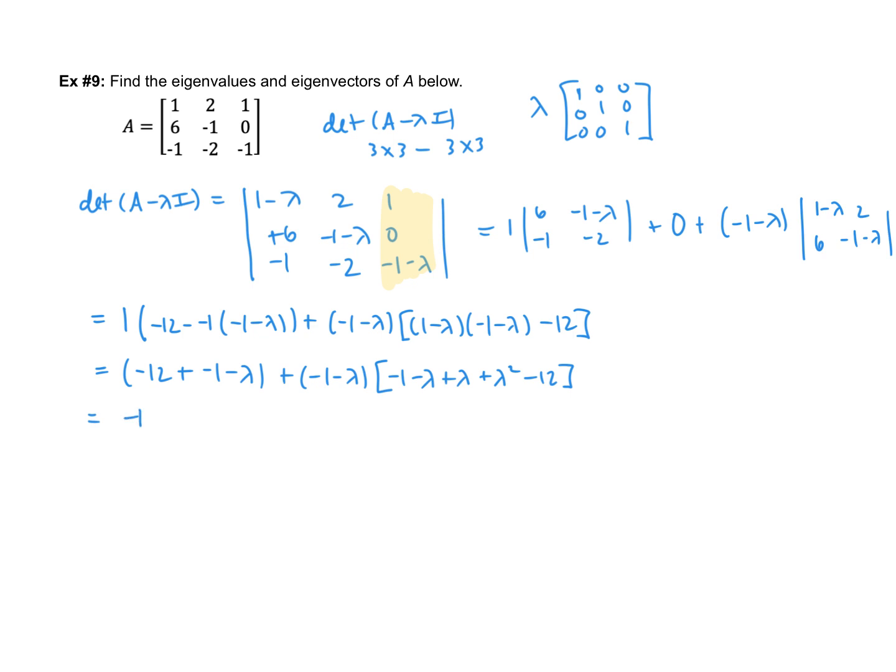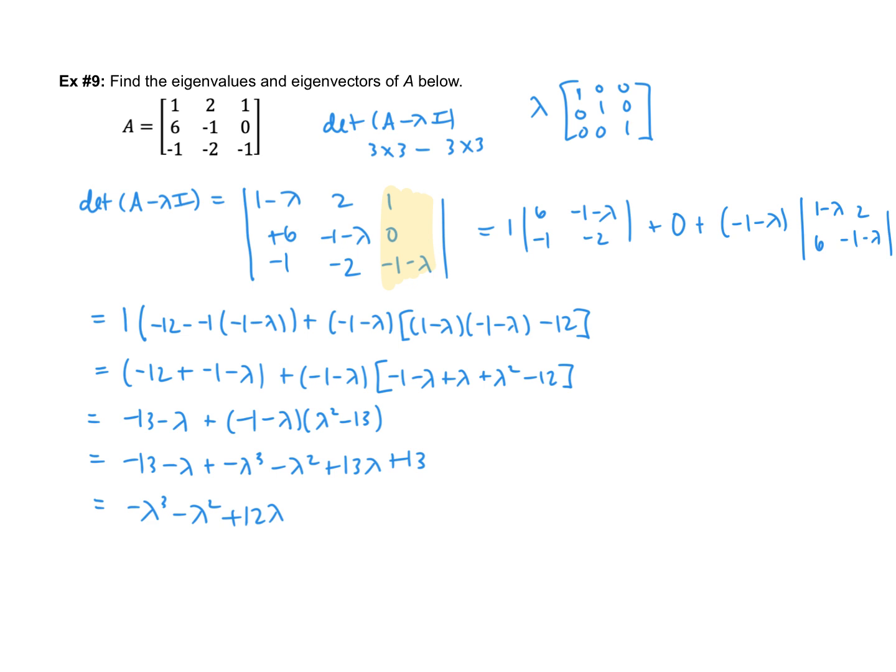So this gives me then negative 13 subtract lambda, and I still have to multiply out negative 1 subtract lambda and lambda squared subtract 13. So I get negative 13 subtract lambda, add negative lambda cubed, subtract lambda squared, add 13 lambda, add 13. Okay, so if we keep going, this simplifies down to negative lambda cubed, subtract lambda squared, add 12 lambda.